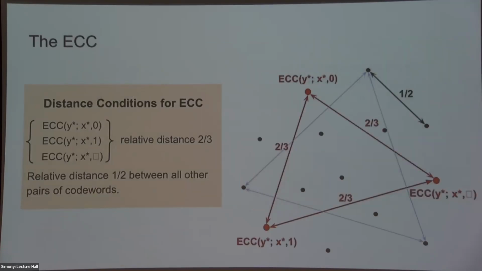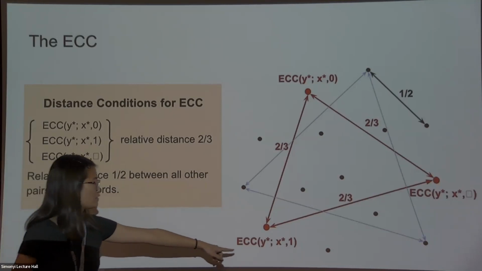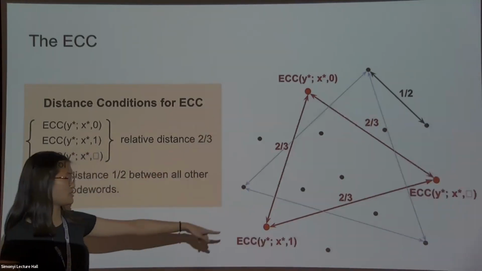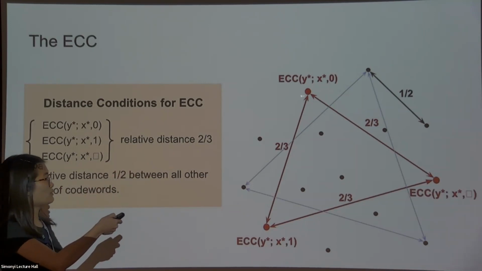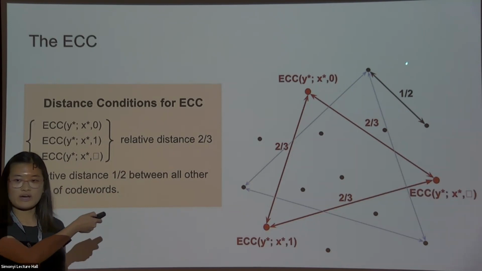Okay, so what is an ECC we're actually going to use? We're going to use an ECC with these distance properties. Fixing the question and the answered question, you can get relative distance 2/3 between the 3 different answers. Between every other pair of codewords, there's going to be relative distance 1/2. So this is a picture: fixing y star and x star, the 3 answers are 2/3 distance apart. And it's true for every y star, x star. But between these 2 points, for instance, the relative distance is 1/2.